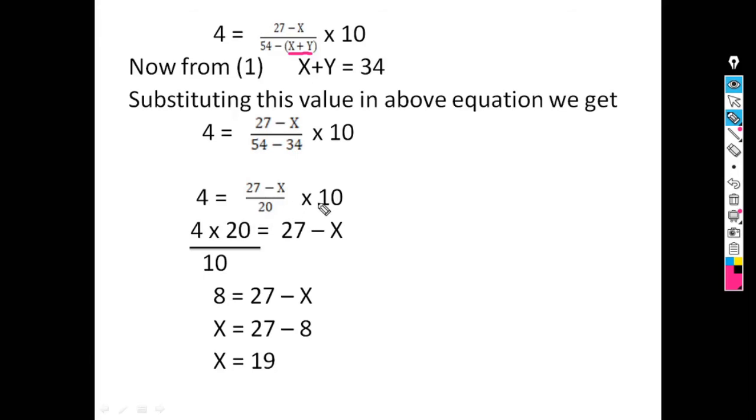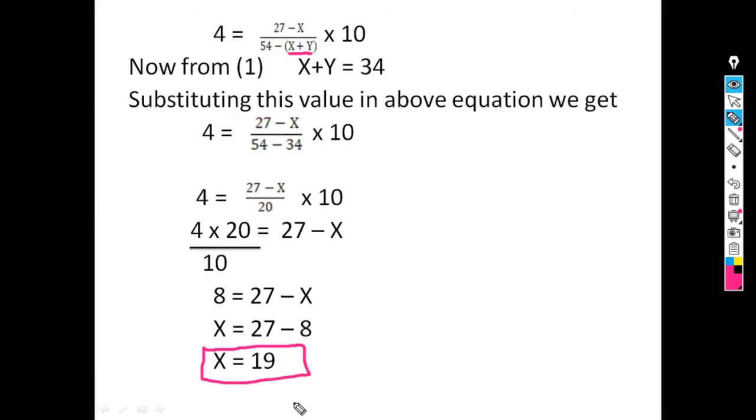Now convert these terms from RHS to the LHS. So this 20 is in the denominator, and for shifting it to the LHS, it is multiplied to the 4. So 4 into 20 divided by 10 is equal to 27 minus x. So 4 into 20 is 80, and 80 by 10 is 8. 8 is equal to 27 minus x. So x is equal to 27 minus 8. Therefore x is equal to 19.